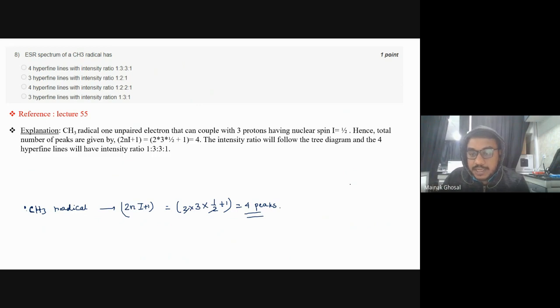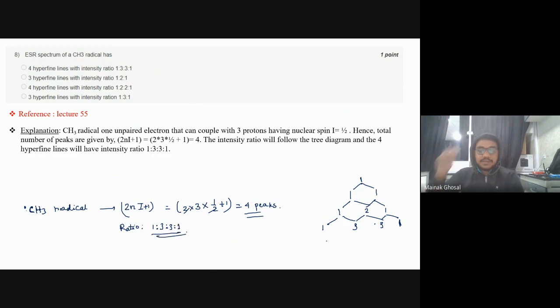Now you need to find what should be the ratio. You can find this from Pascal's triangle: 1 1, from this 1 2 1. This is for 3 peaks, and this is for 4 peaks: 1 3 3 1. You can see the ratio is 1 is to 3 is to 3 is to 1. So from Pascal's triangle, you can get the ratio of the intensity of these 4 peaks, which will be 1 is to 3 is to 3 is to 1.